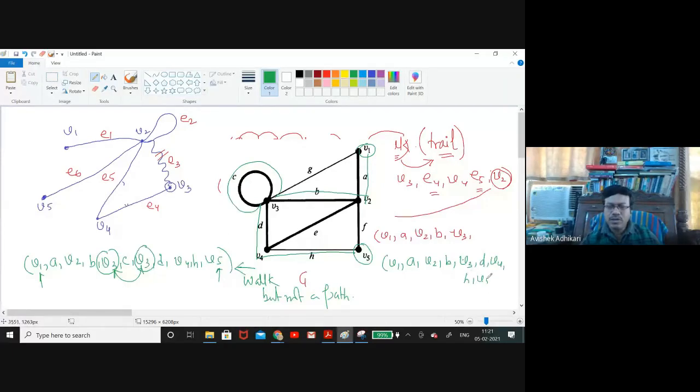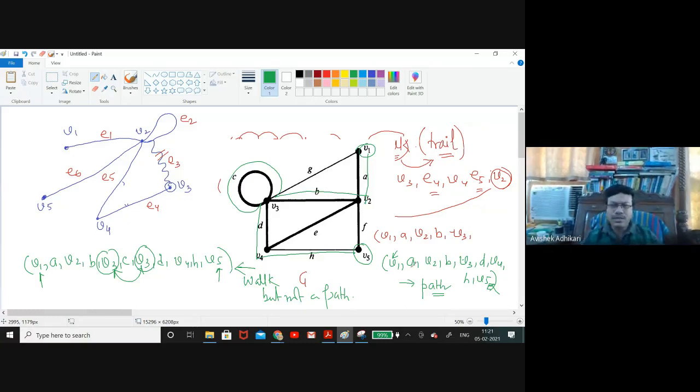So you can see that here neither an edge nor a vertex appears more than once. As a result, this is an example of a path, which starts from some vertex and ends at some vertex. So it's an open walk, and it has the property that it will not repeat any of the vertices more than once. So this is an example of a path.